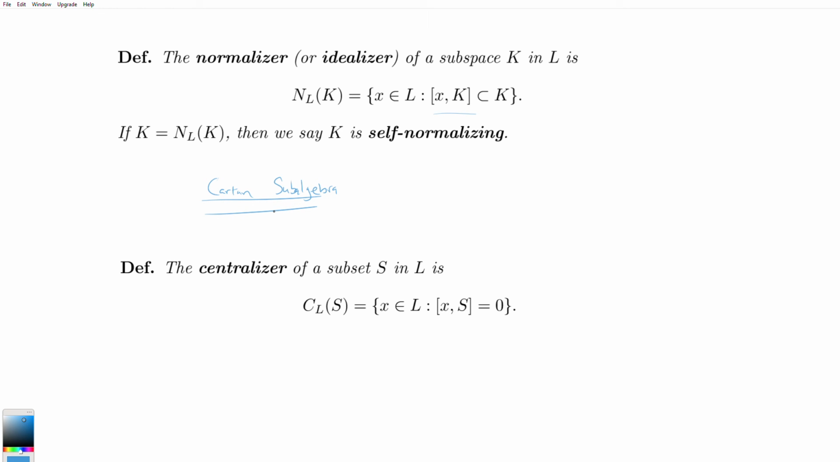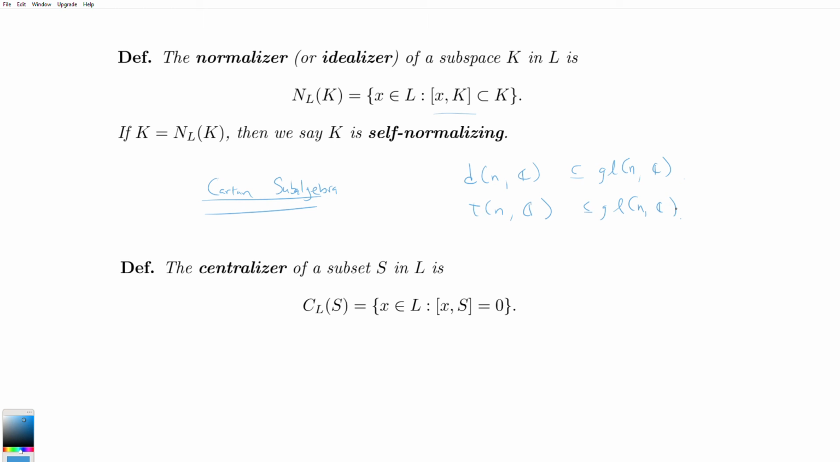An example of self-normalizing matrices are the diagonal matrices, the diagonal matrices sitting inside of GL_n comma C. These are self-normalizing, and also the triangular matrices are self-normalizing. Okay, and you can verify these. I think this is an exercise in the book actually.